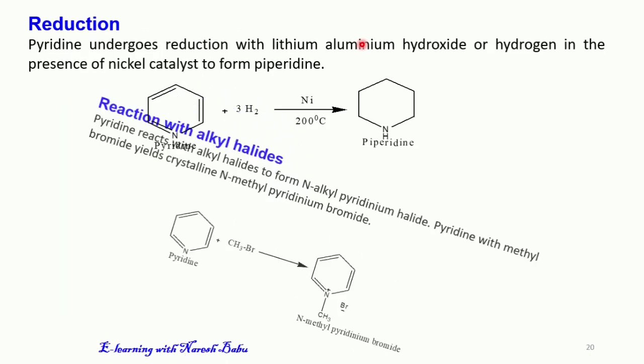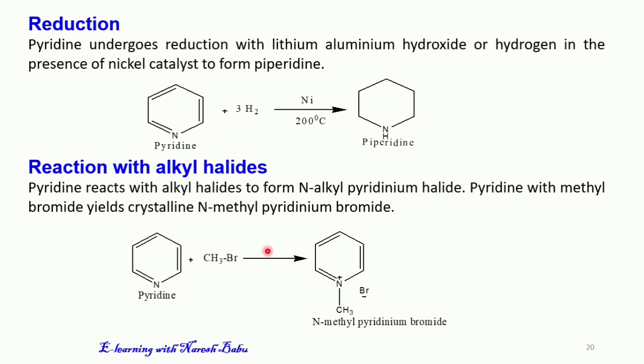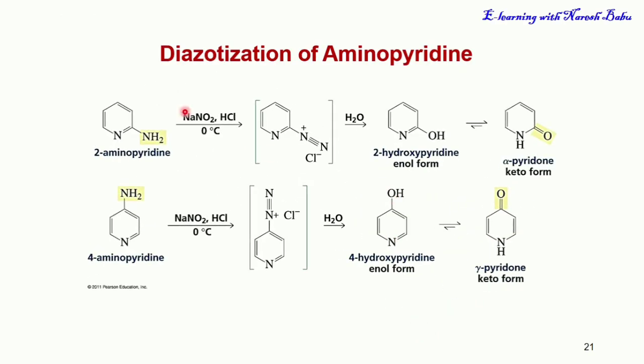And lastly we can see the reaction with alkyl halides. Alkyl halide, methyl bromide, by reacting we can see it is giving N-methyl pyridinium bromide, and diazotization of aminopyridine. So not pyridine itself, but substituted pyridine like aminopyridine undergoes diazotization. As we know, diazotization means reacting with sodium nitrite in the presence of hydrochloric acid by maintaining 0 to 5 degrees Celsius.